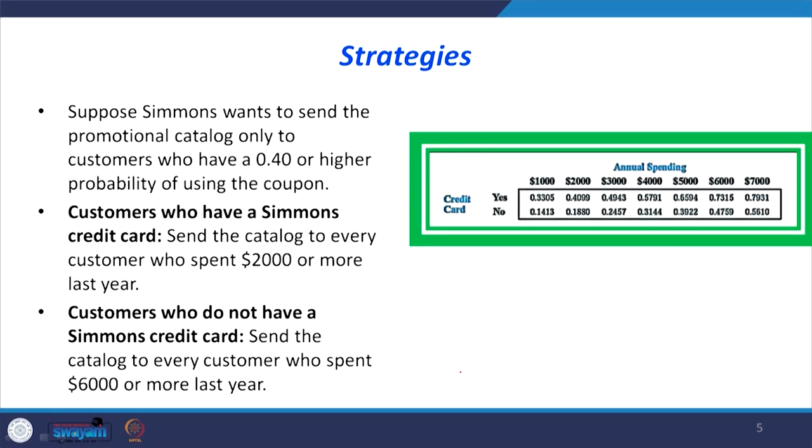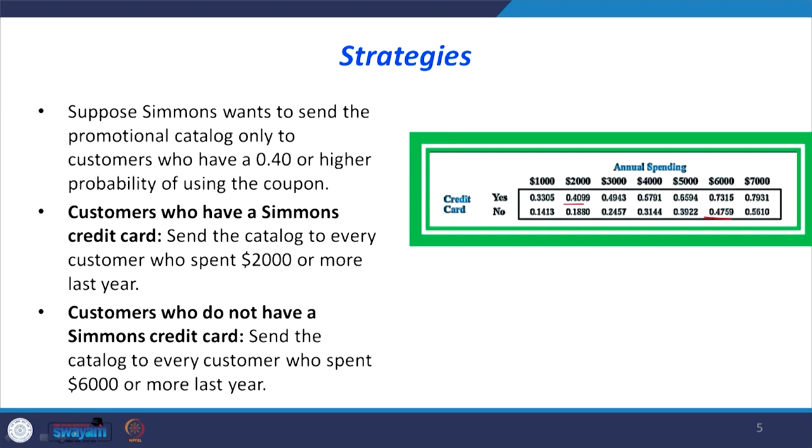Once we came to know both are significant, then we will go for interpretation of its output. So, what kind of different strategies does the company have to adopt so that they can improve their revenue by selling more coupons? Suppose Siemens wants to send the promotional catalog only to customers who have a 0.40 or higher probability of using the coupon. So, what will happen? You look at where it is 0.4, here, this one, 0.4.